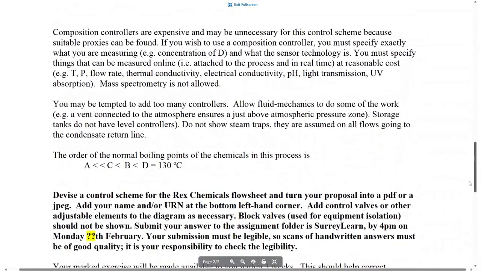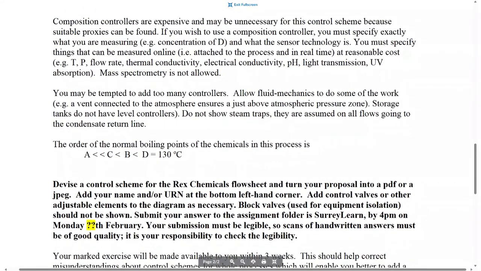Let me finish this off. So here, composition controllers are expensive and may be unnecessary for this control scheme because suitable proxies can be found. If you wish to use a composition controller, you must specify exactly what you're measuring, for example, concentration of component D, and what the sensor technology is.